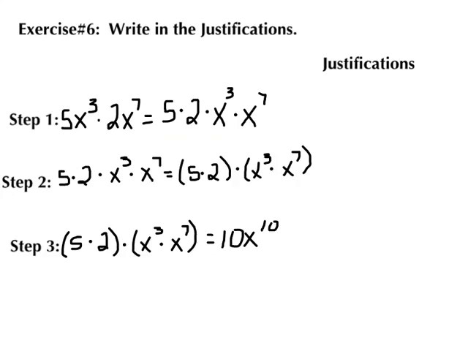In exercise 6, we're going to write in our justifications. What property do you see happening? I already mentioned it a couple times throughout, but let's take a look at each individual step. What happens with the 5 and the 2? What's going on is everything's still the same, but it's just changing order. If you remember that changing order means that it's the commutative property, you would be correct. Commutative property.